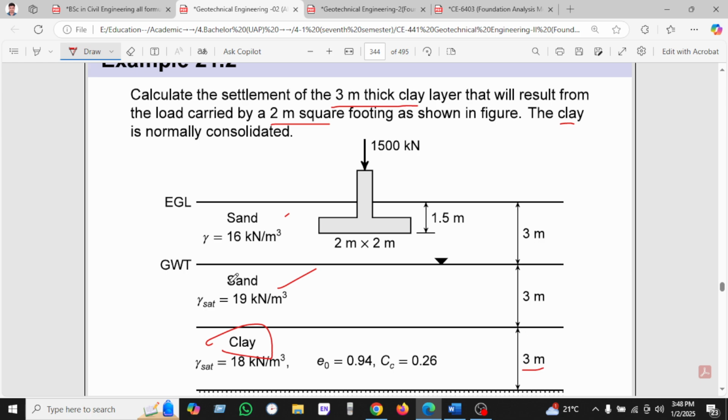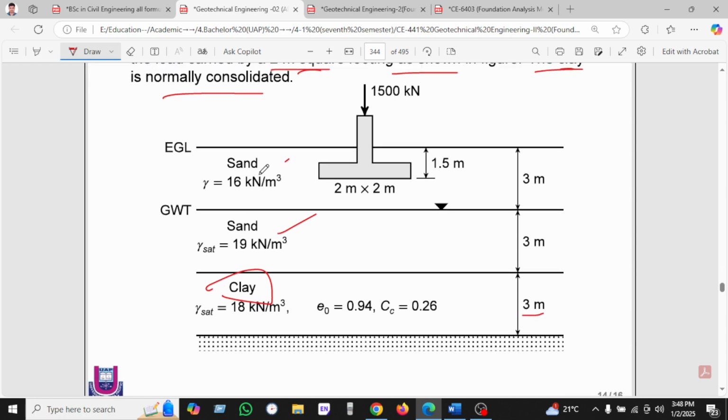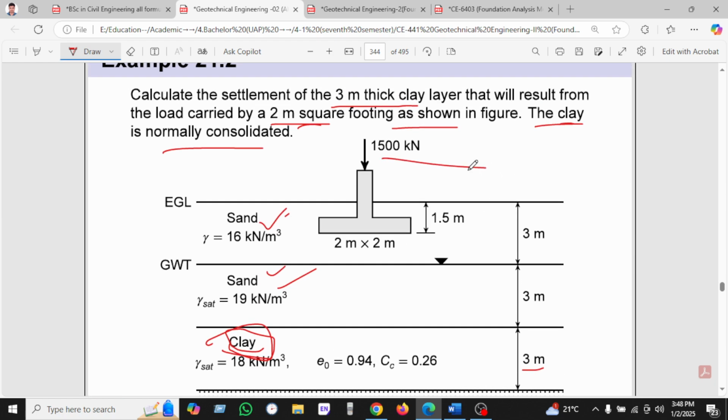Let's see an example. Calculate the settlement of a 3 meter clay layer, and the load carrying footing is 2 meter by 2 meter, as shown. The clay layer is normally consolidated. So this is a sand layer, this is a sand layer, but we will calculate the clay layer settlement. The vertical load is given as 1500.